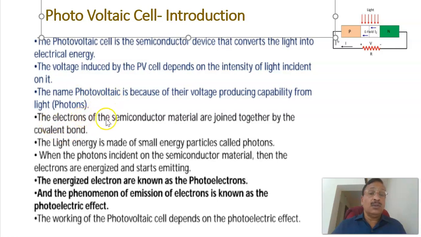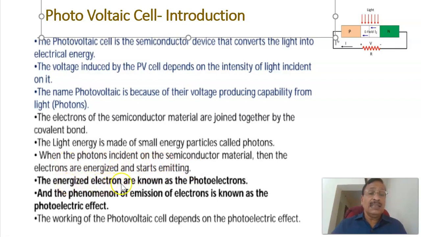The electrons of the semiconductor materials are joined together by the covalent bond. As you know, when a semiconductor material, the outer layer electrons are connected by covalent bonds. As the light energy falls on this, when the photon is incident on the semiconductor material, these electrons are energized and start emitting, or the covalent bond is broken and the electron starts emitting.